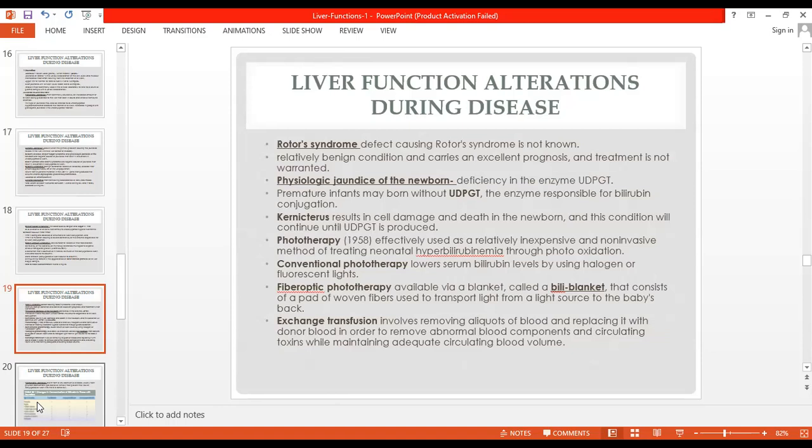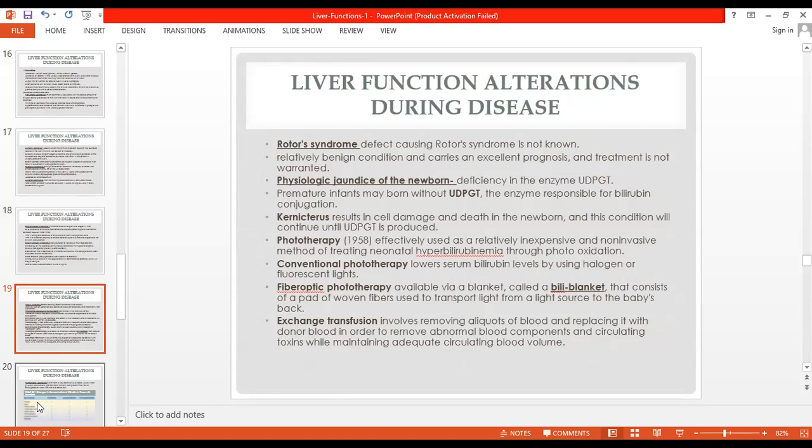Physiologic jaundice of the newborn is a result of a deficiency in the enzyme UDPGT, one of the last liver functions to be activated in prenatal life, since bilirubin processing is handled by the mother of the fetus. A premature infant may be born without UDPGT, the enzyme responsible for bilirubin conjugation, and this deficiency results in the rapid buildup of unconjugated bilirubin, which can be life-threatening.